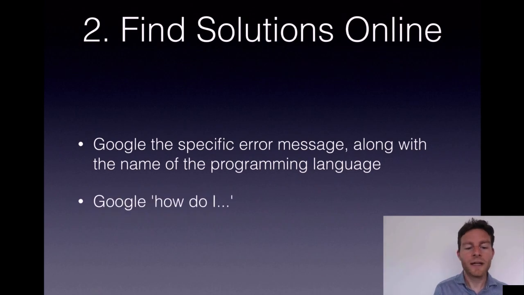If that doesn't help, then you can always Google how do I do, and then whatever it is that you're trying to do. Again, put the name of the programming language in there as well. And that will probably get you a few lines of code which will achieve exactly what you want. You can either paste those in and move on, or you can see what was different about those to the code that you were using, and then hopefully work out where you were going wrong, and then once again, move on with the course.